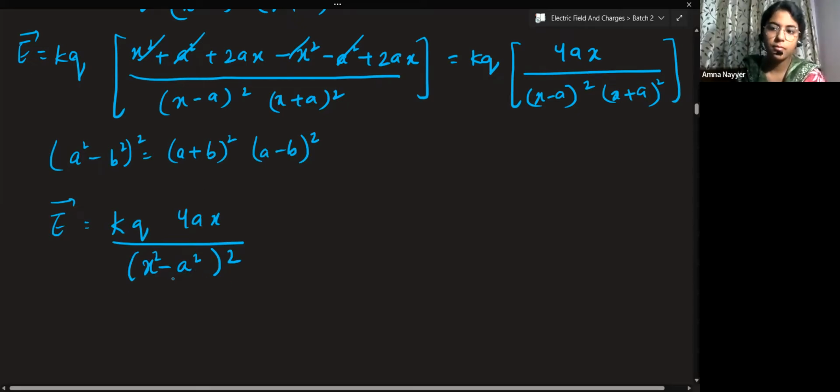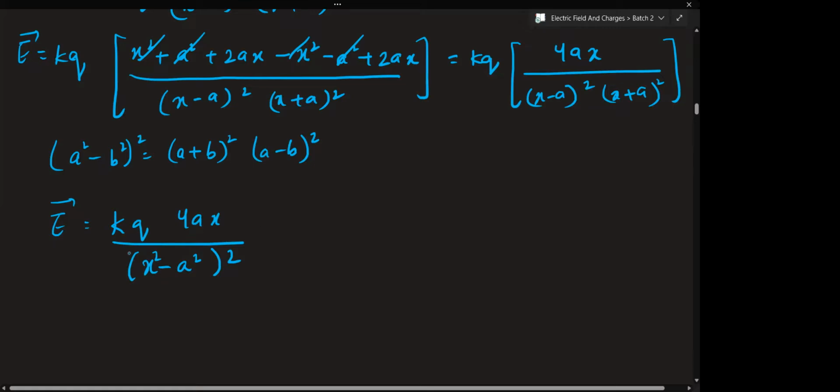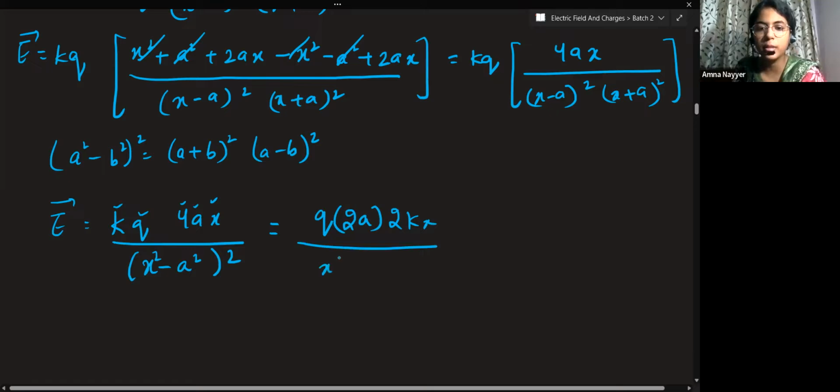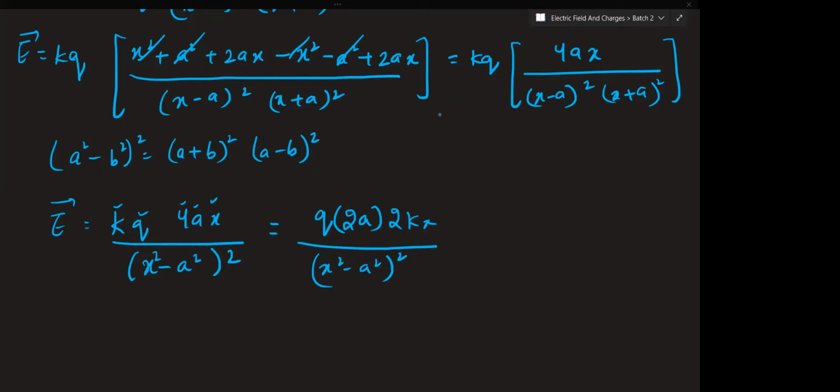Yes, ma'am. All right. So see, Q 4ax K divided by (x square minus a square) whole square. Now what if I write Q 2a together, then 2 is left from this 4a. This becomes 4aq, meaning I've written it as Q 2a times 2 kx divided by this whole term, (x square minus a square) whole square. What is Q multiplied by 2a? P, which is the dipole moment.